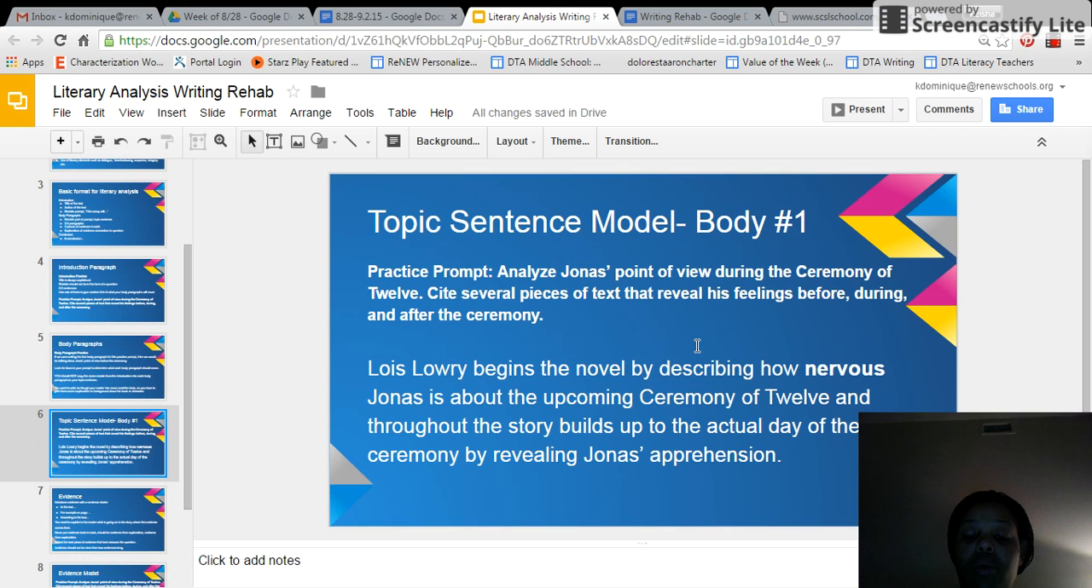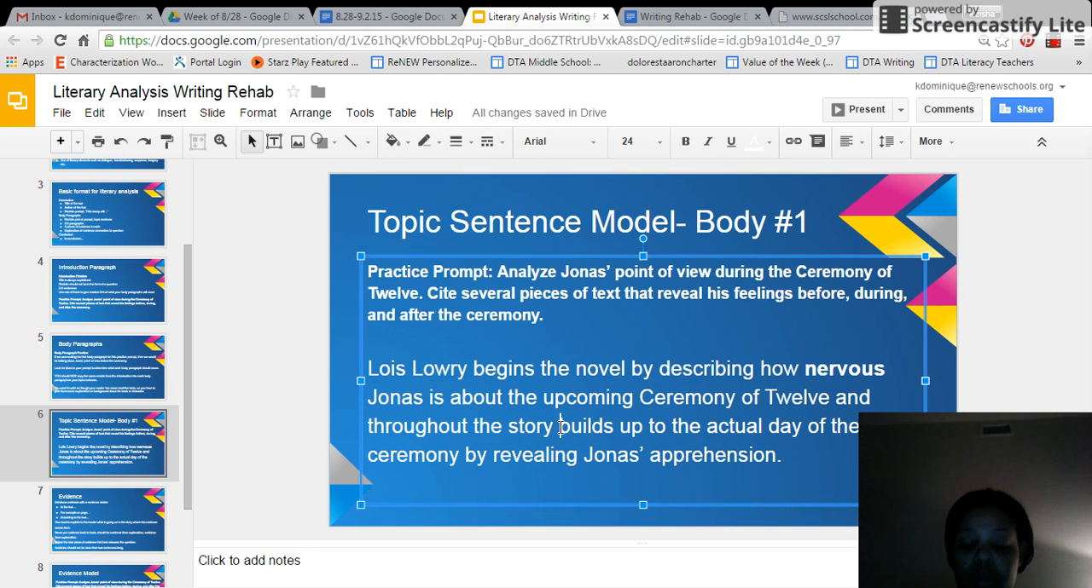And throughout the story, she builds up to the actual day of the ceremony by revealing Jonas's apprehension. Apprehension is just another word for nervousness. I've already identified a feeling that he was feeling before the ceremony.